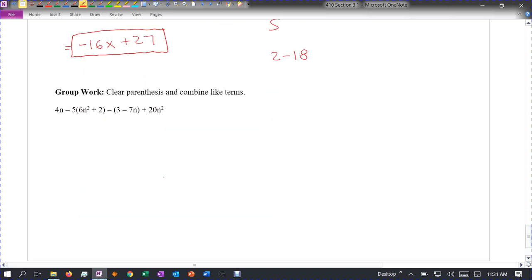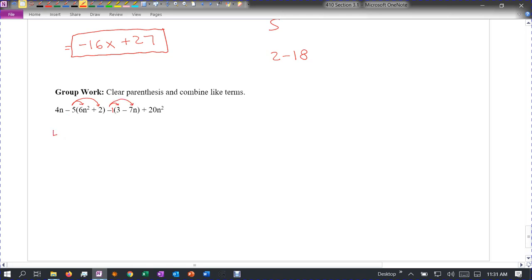Okay, this last one is a group work. I'm going to let you work that out. Pause it if you want. Let me go ahead and work it out though. So we have, what I'm going to do here is I'm going to distribute here. This is a negative 1. I'm going to distribute it here and distribute it here.